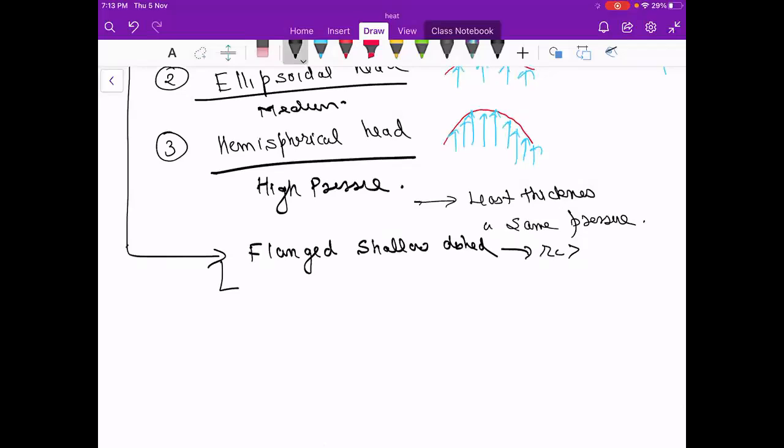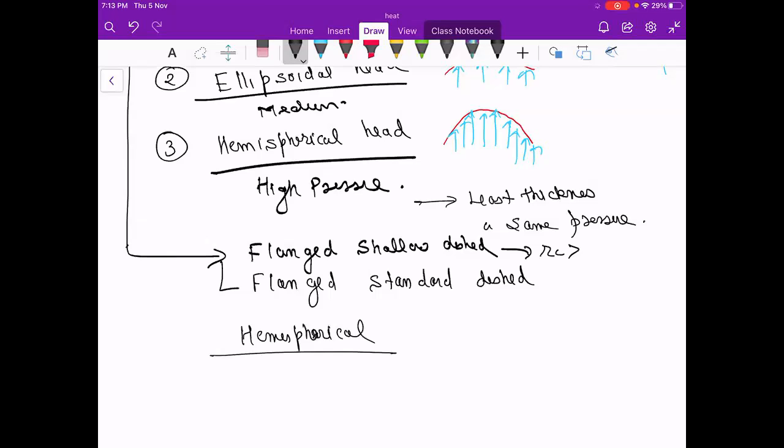Okay, so there are two types of torospherical head also: flanged shallow disc and flanged standard disc. Okay, so here everyone got this point that the most efficient will be hemispherical. Okay, it can sustain a very high pressure, means for high pressure we are going to use this.